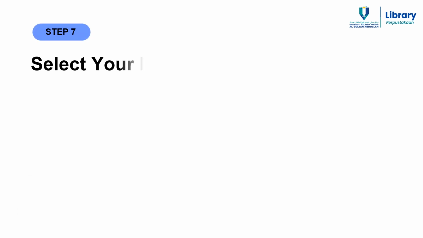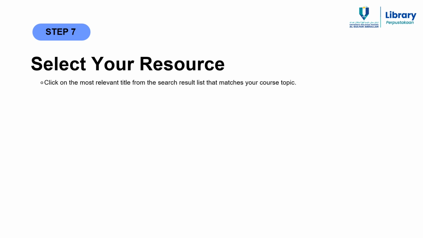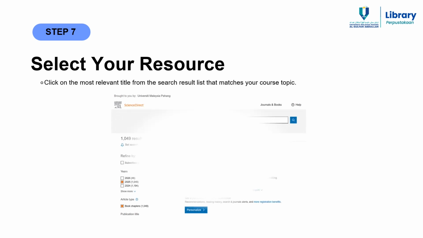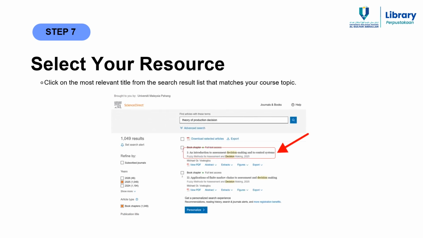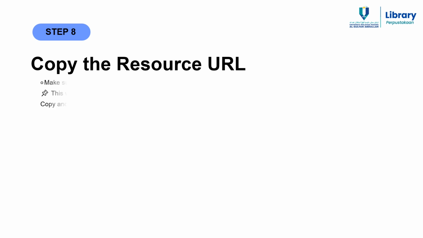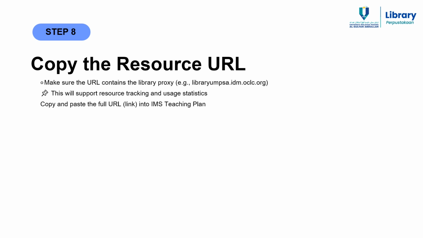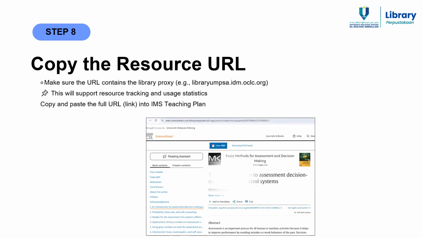All right, now we're at step 7, selecting your resource. This is where you'll click on the most relevant title from the search results that best matches your course topic. Now, when sharing resource links, make sure the URL includes the library proxy. Once you've got the full URL with the proxy included, the next step is to copy and paste that link into the IMS Teaching Plan.